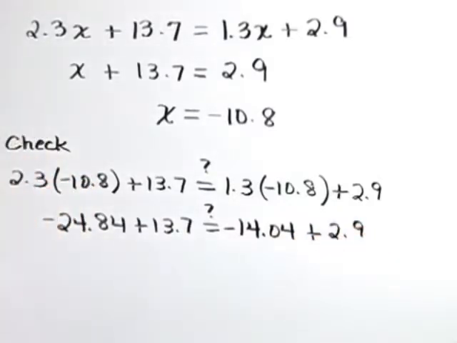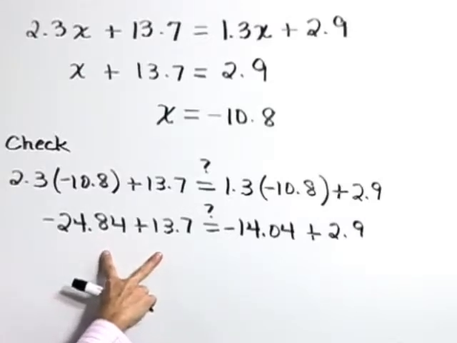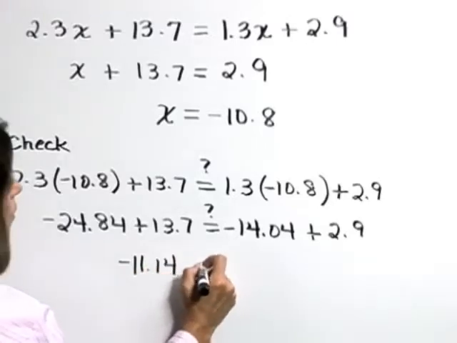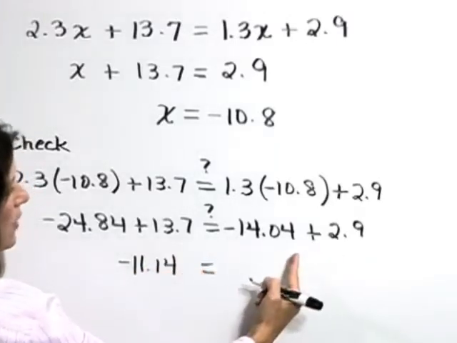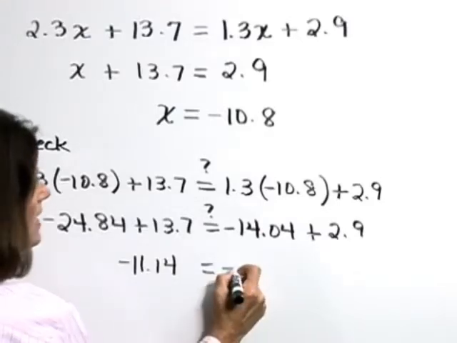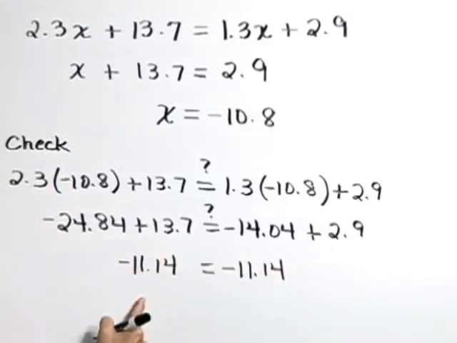plus 2.9. Combining terms on the left, negative 24.84 plus 13.7 is equal to negative 11.14. And we get the same thing on the right: negative 14.04 plus 2.9 is equal to negative 11.14 also. That is a true statement. So we have confidence that our solution is indeed this value, negative 10.8.